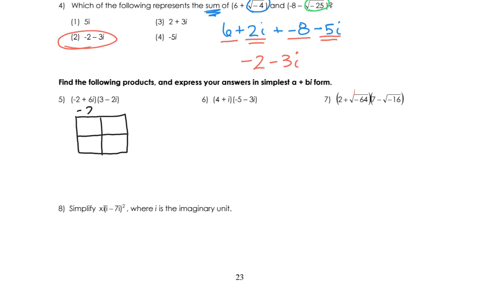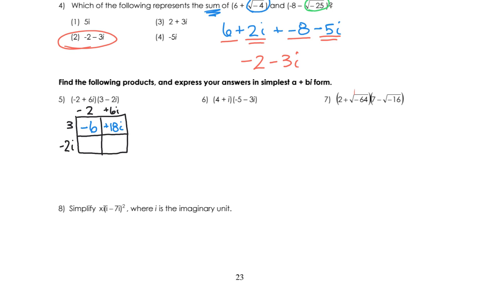And we're going to have -2 plus 6i across the top and 3 minus 2i on the bottom or on the side there. And it doesn't matter which one's which. Okay, and we'll go ahead and put them together. So 3 times negative 2 is negative 6, okay, plus 18i.